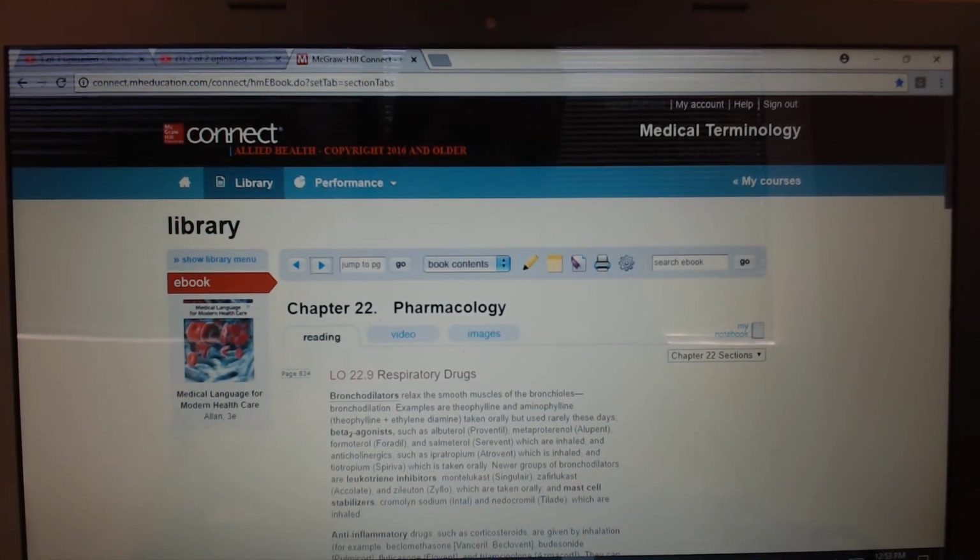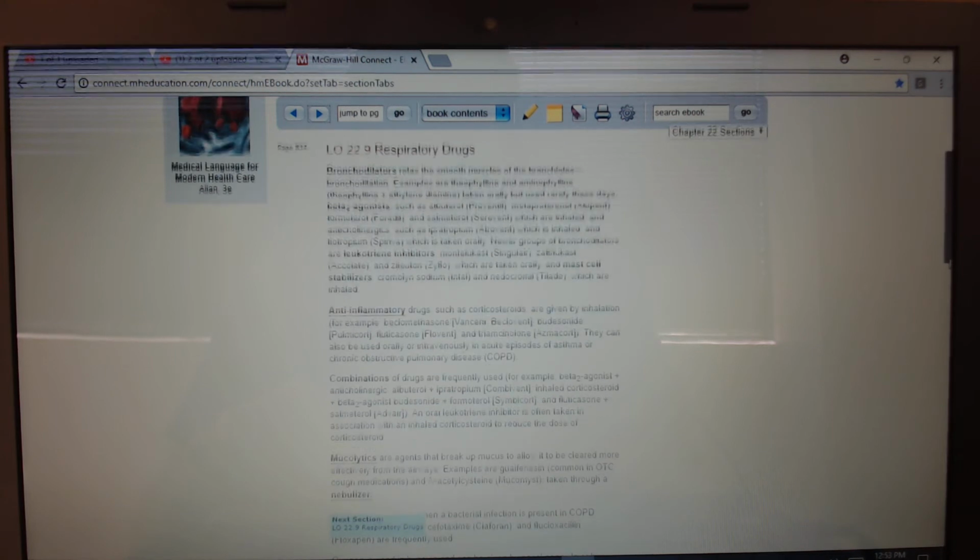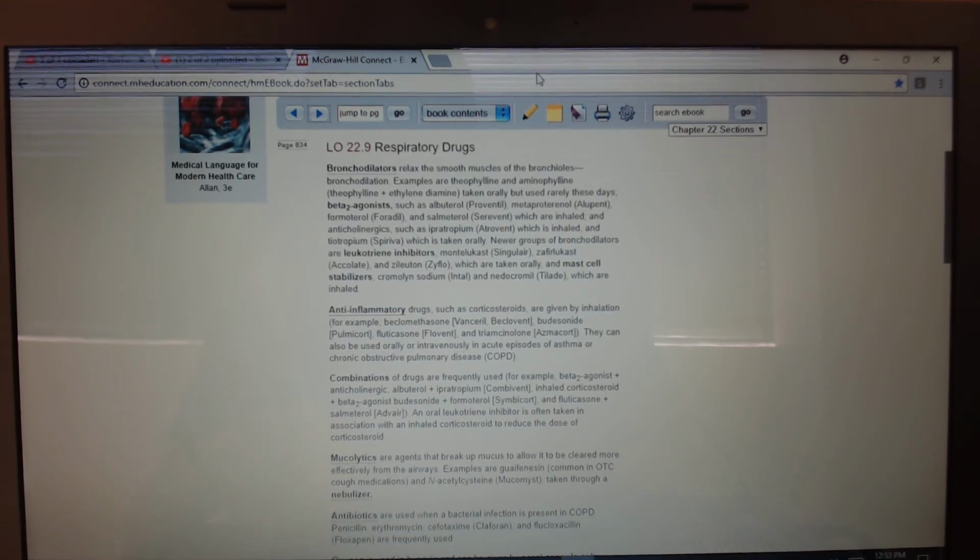Respiratory drugs. Bronchodilators relax the smooth muscles of the bronchioles. Bronchodilator examples are theophylline and aminophylline. Theophylline plus ethylenediamine, taken orally but used rarely these days.